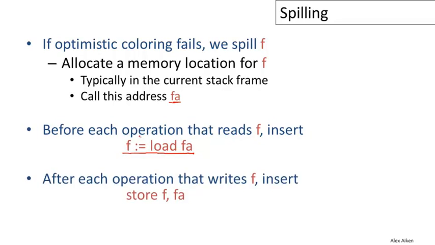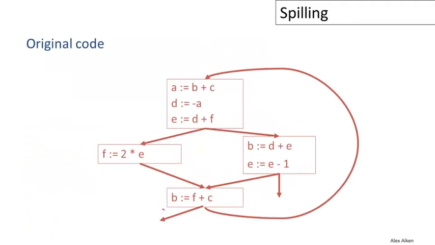And similarly, after each operation that writes f, we're going to insert a store. So we're going to save the current value of f into its location in memory. So here's the original code from which we constructed the register interference graph. And notice that there's a few references to f in here. Let me just highlight them. All right, so we have a couple of reads and we have a write.